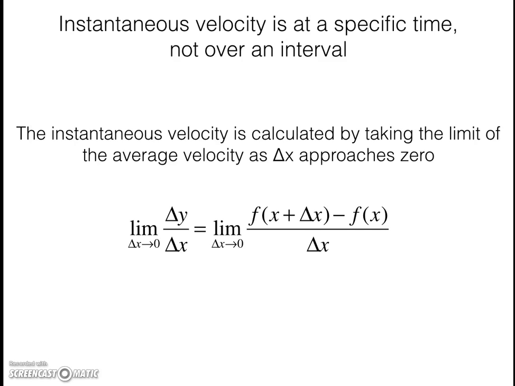Instantaneous velocity happens at a specific time, not over an interval. The instantaneous velocity is calculated by taking the limit of the average velocity as x approaches 0. So to find the instantaneous velocity, we just take the limit of our difference quotient as delta x goes to 0.